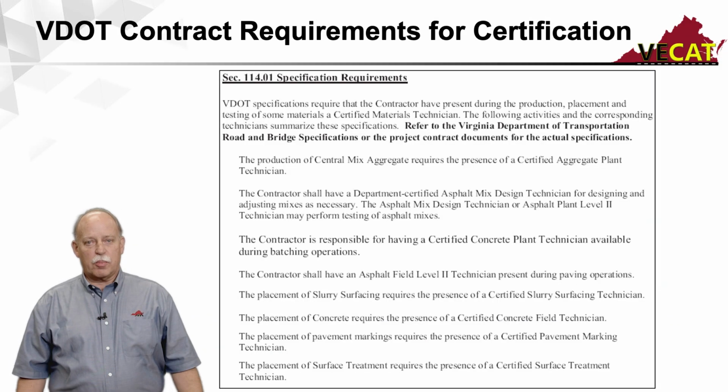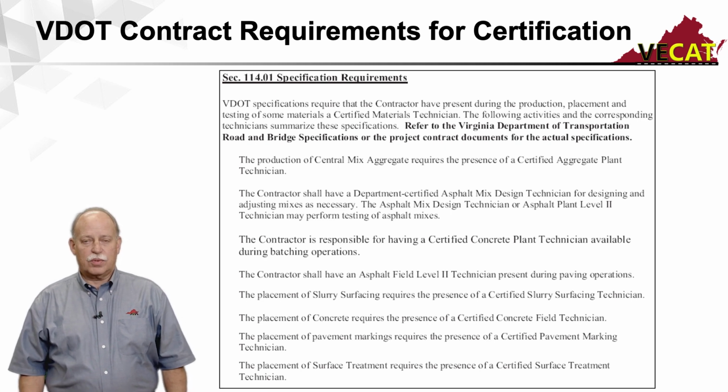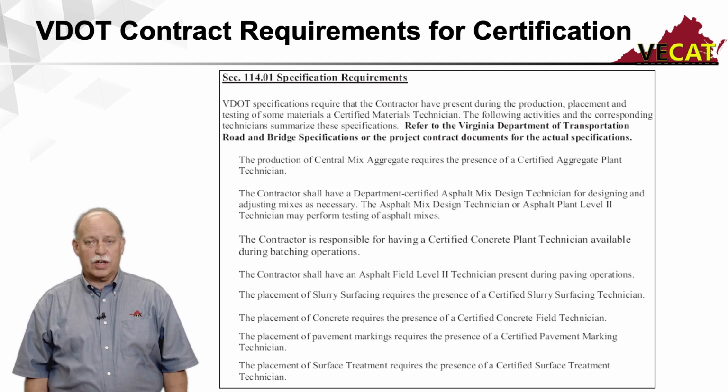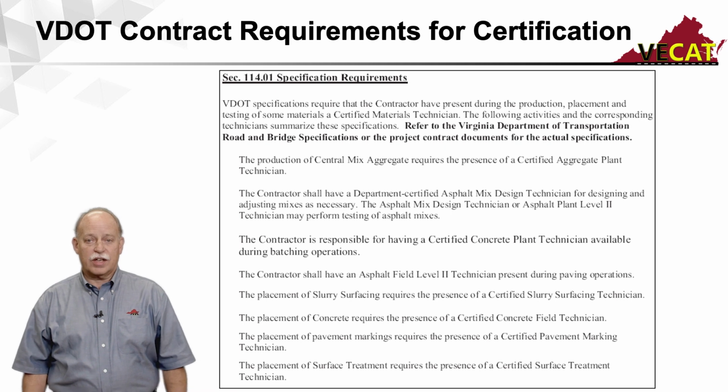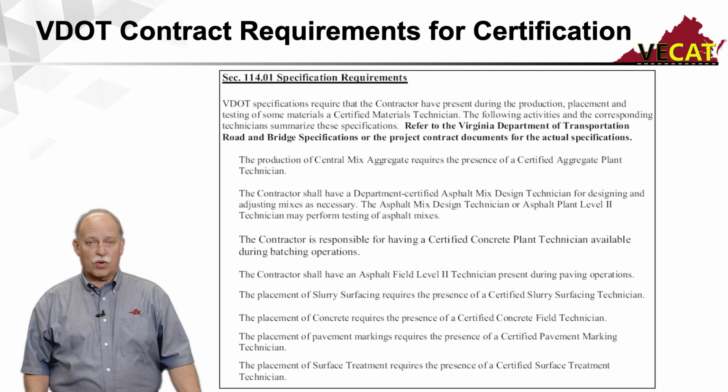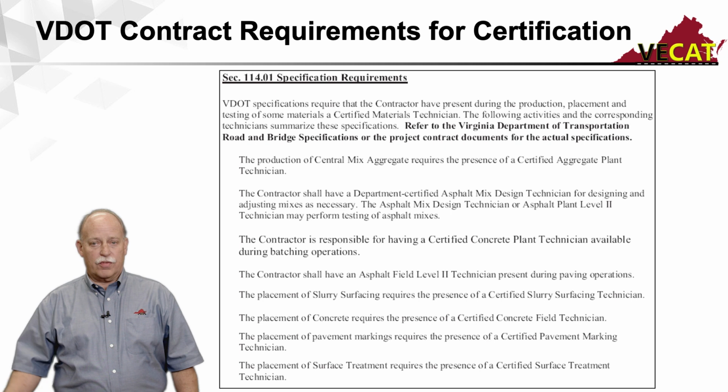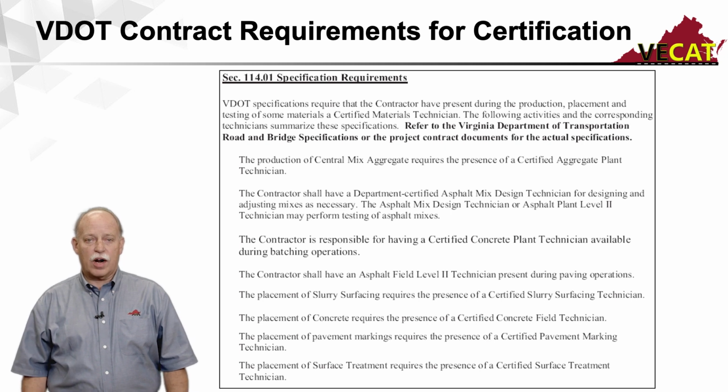Let's talk just a minute about why you're here. You're here today because Virginia Department of Transportation's road and bridge specifications, particularly section 11401, basically requires you to hold a certification, in this case in Asphalt Field 1 or Asphalt Field 2. But there are a number of certifications that are required by VDOT as part of these specifications.